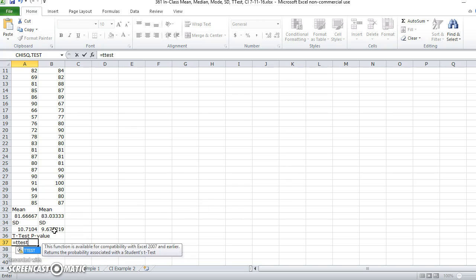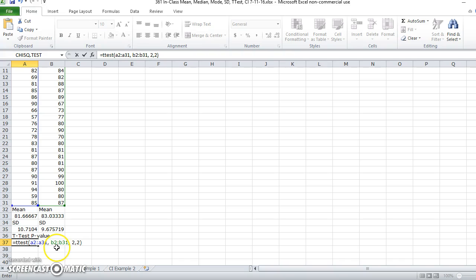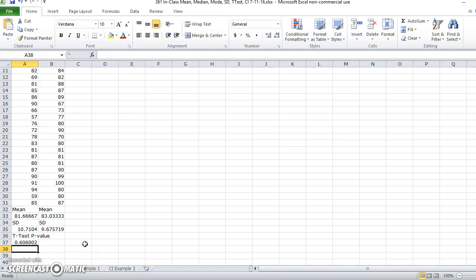So we go t-test array 1, which is A2 to A31. So again, array 1 is our first values, comma, array 2, which is our second values, which is B2 to B31, and then 2, 2. So just after you type in two arrays, type in comma 2, and we get a p-value of 0.61. So again, it is not statistically significant, which is not surprising given the fact that we looked at our means and standard deviations already and found that they were pretty close.